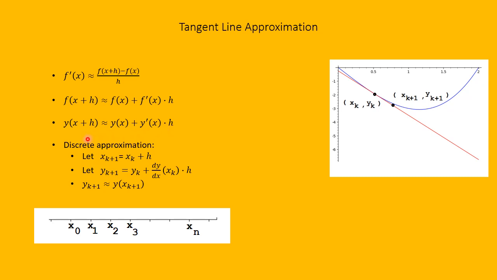And so here's the discrete approximation we can make. Let's let k be some integer. Let's let x sub k plus 1 equal x sub k plus h. Let y sub k plus 1 be y sub k plus the derivative of y with respect to x at x sub k times h. This formula right here is a discrete version of this formula up here. And we're going to realize that y sub k plus 1 is our approximation for y evaluated at x sub k plus 1. And so we have a number line here, an x-axis, let's say, with points x0, x1, x2, x3 through some x sub n. And the distance between adjacent x sub i's, the length of this little subinterval, is h.